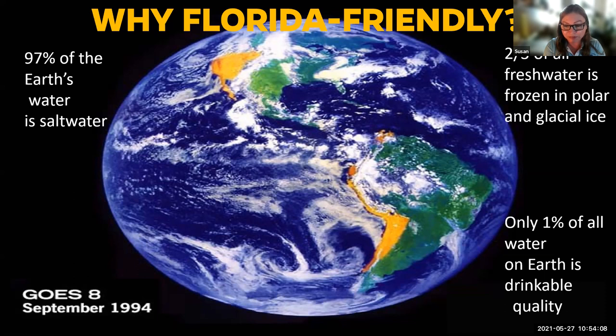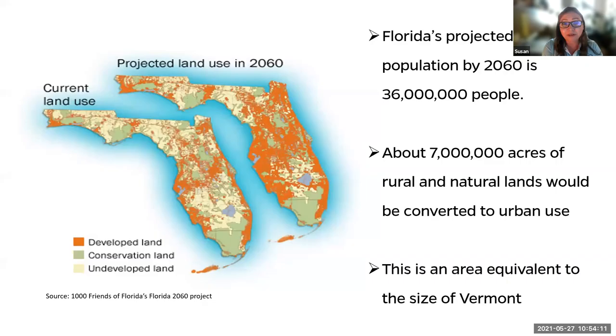And we're getting into sort of desperate circumstances, particularly in Florida, because of our projected population growth. It seems like everyone wants to move to Florida now. So Florida's projected population by 2060 is about 36 million people. And about 7 million acres of what is now rural and natural lands would then be converted into urban use. And that area alone is equivalent to the size of the state of Vermont. So it's a significant amount of land that is going to be converted into roads and impervious surfaces and housing.